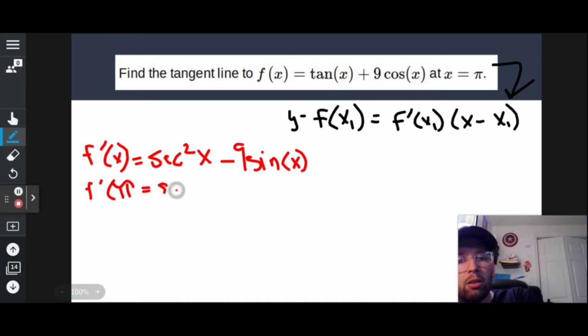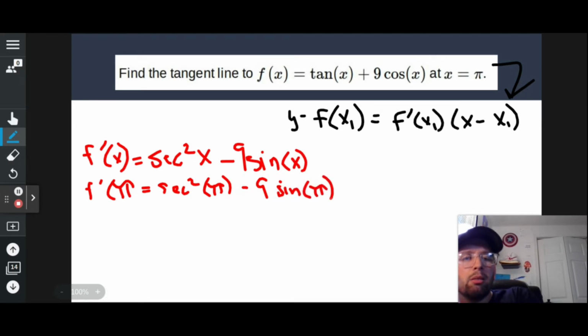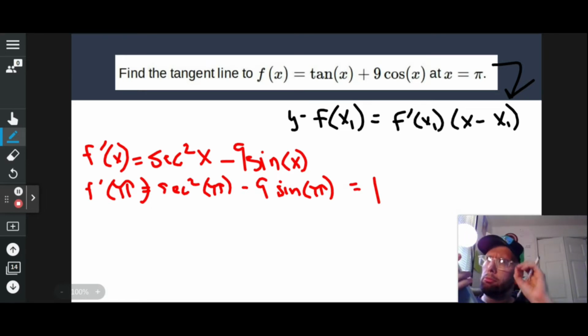So I have secant squared pi minus 9 sine pi. Secant squared pi is 1. Sine pi is 0. So minus 0. So it is 1. All right, so my slope is 1.